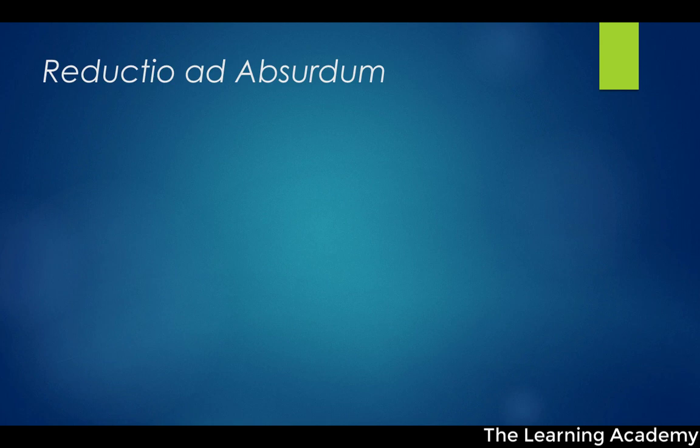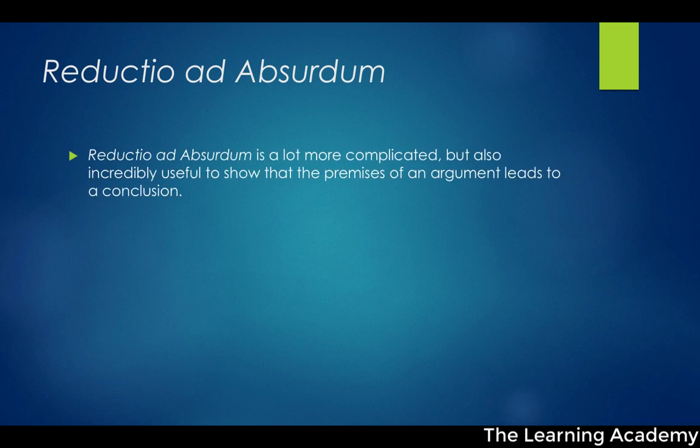The final form of inference is known as reductio ad absurdum. Now, reductio ad absurdum is a little bit more complicated, but at the same time, I think, personally, it's a little bit easier to understand. It's incredibly useful as well to show us that the premises of an argument lead to a conclusion, regardless of the argument. We could have the most complicated 30 premises and a conclusion, and we could show that it is valid by reductio ad absurdum.